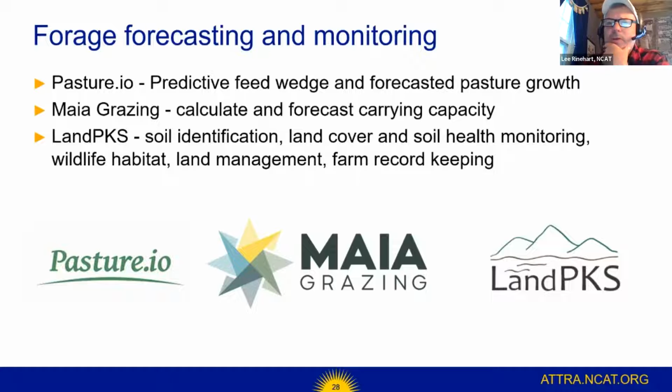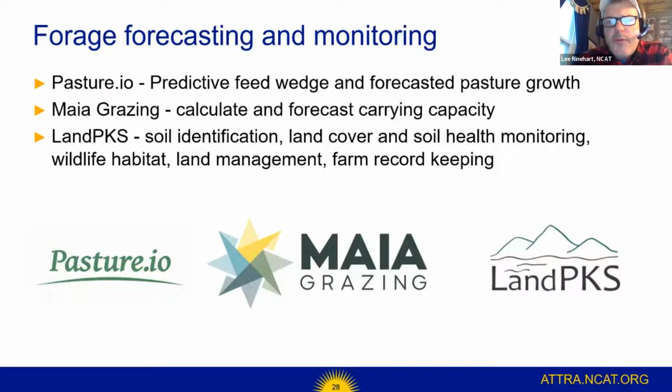But that can be a great way to have a monitoring and assessment system at your fingertips on your smartphone. Maya Grazing does similar things, especially helping you to calculate and forecast that carrying capacity. And I'm gonna have some of these resources that I'm gonna send out tomorrow as well. So I recommend you guys look deeper into it.